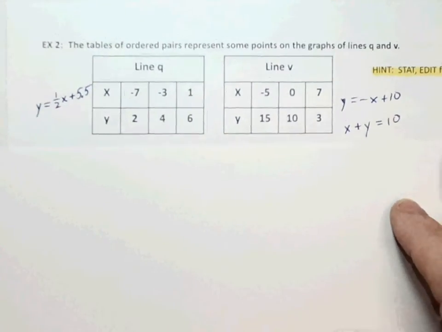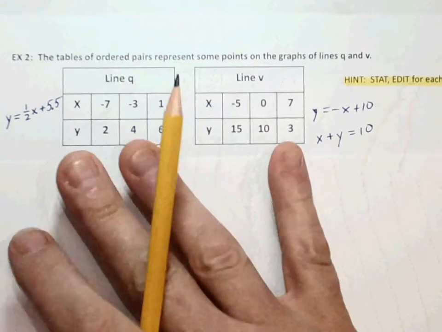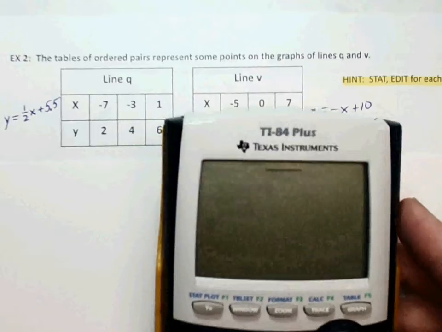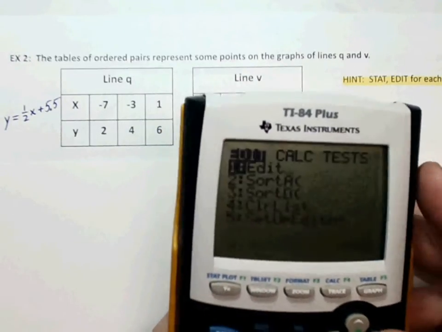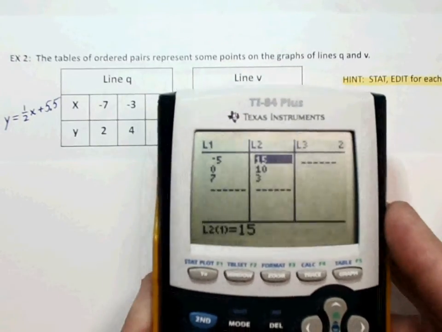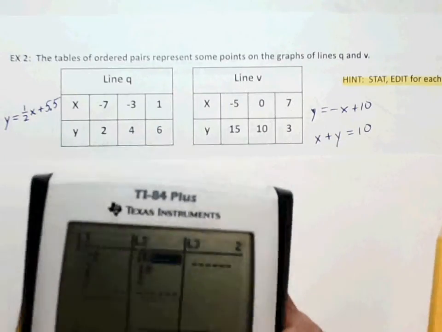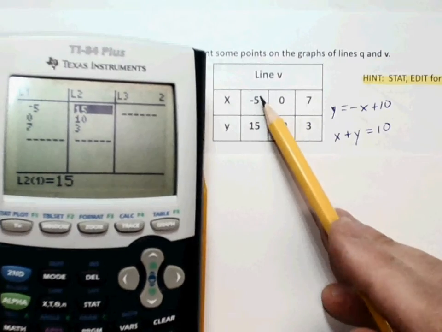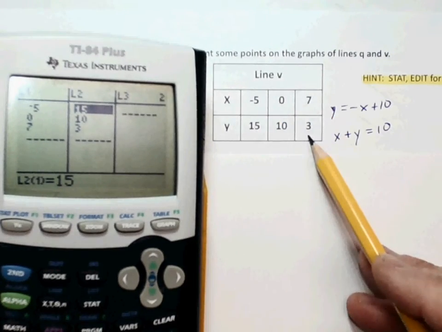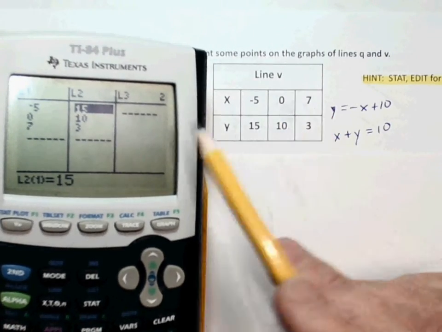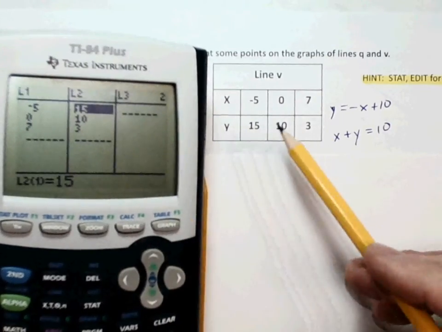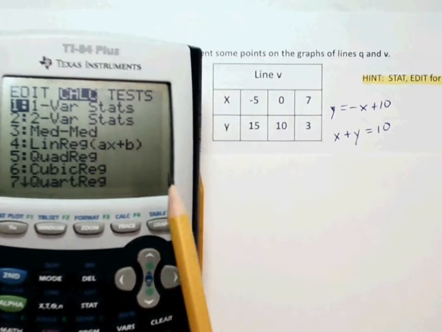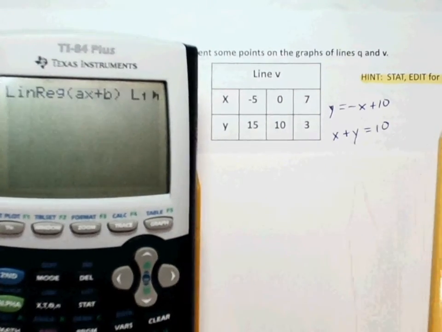All right. On the back side, if they give you tables, what you need to do is a regression for each of these. So, if I take a look at, let's see, that's this one right here. Remember, this is X, Y, X, Y, X, Y. So these are all my X's in L1. These are all my Y's in L2. So you're doing a regression to get started with the equation.